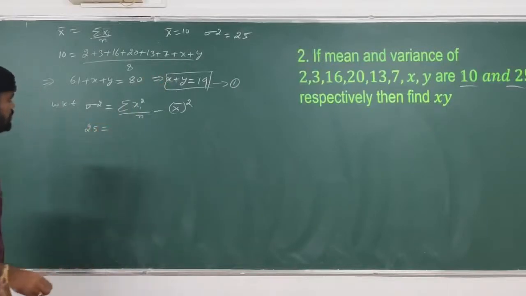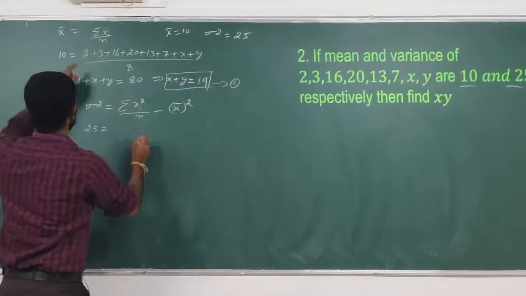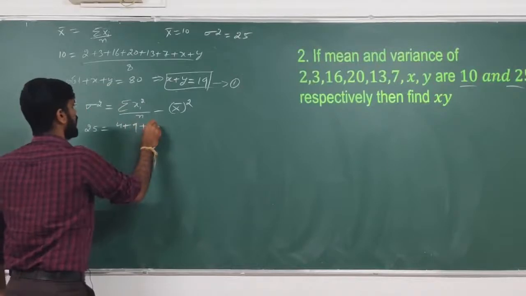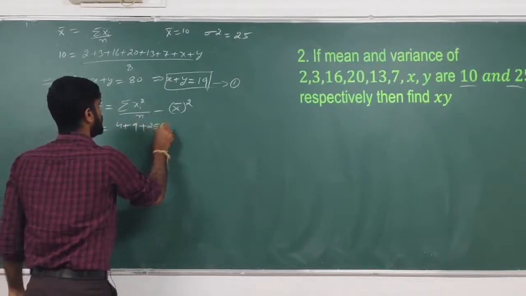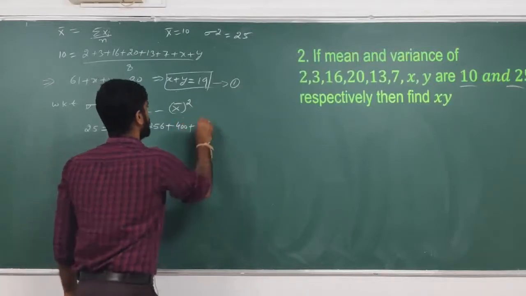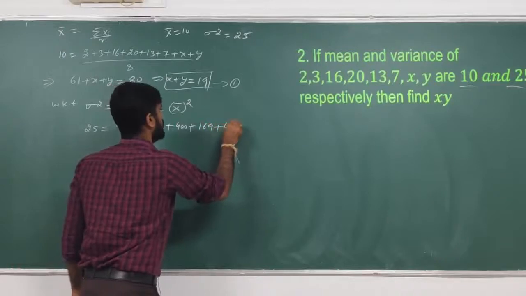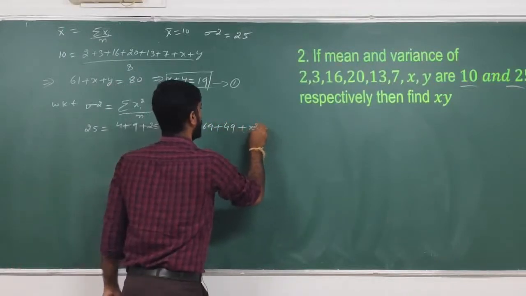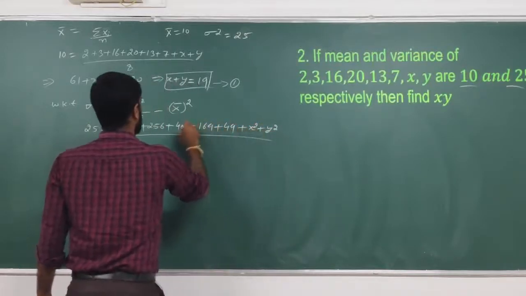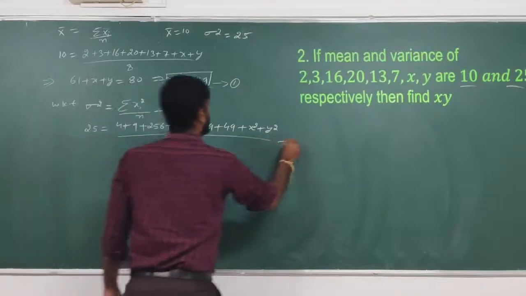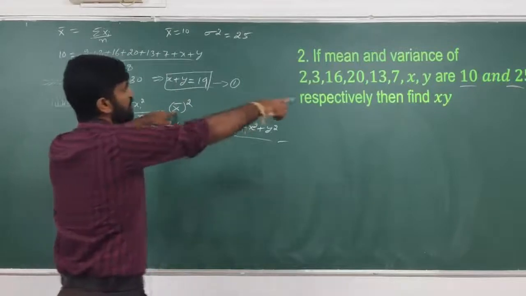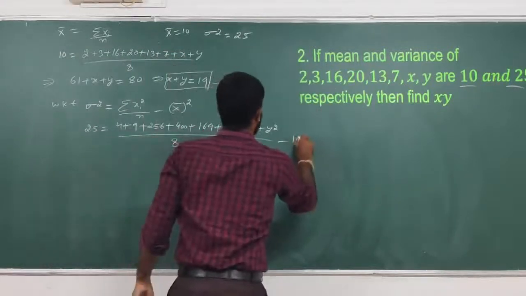So this is equal to summation xi square, that is 2 square, 4, plus 3 square, 9, plus 16 square, 256, plus 20 square, 400, plus 13 square, 169, plus 7 square, 49, plus x square plus y square, divided by number of terms, 1, 2, 3, 4, 5, 6, 7, 8, minus x bar whole square. What is the value of x bar? Given that x bar is 10, 10 square is 100.